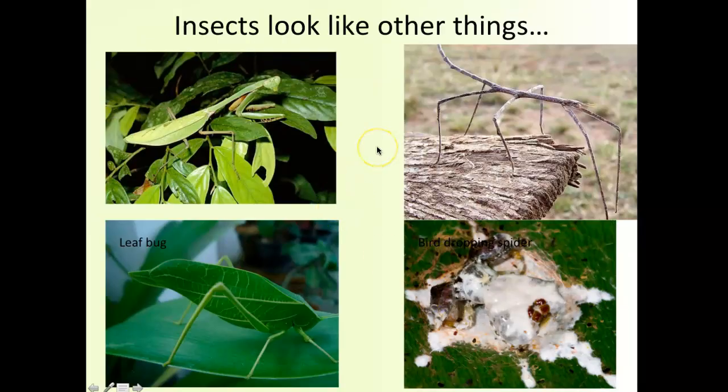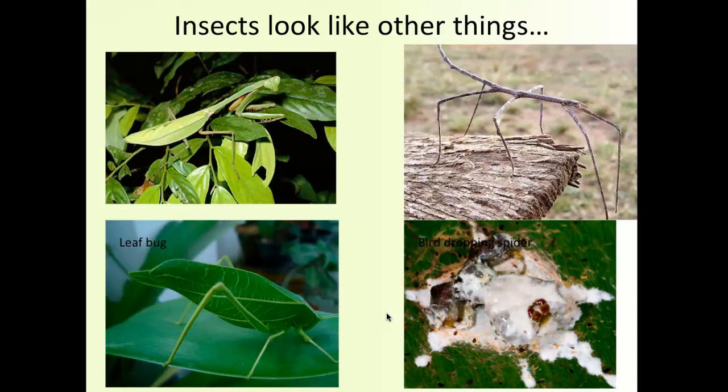Here are insects that look like other things to hide, right, from being predated. This is going to look like a leaf. Here's a very typical leaf bug, a stick bug. And then this is a fun one. This is a bird dropping spider. So this spider exudes a substance that makes it look like bird dropping. So no one in their right mind is going to eat this because it's basically a pile of bird dropping. All right. So these are some tricks that animals have to avoid predation.